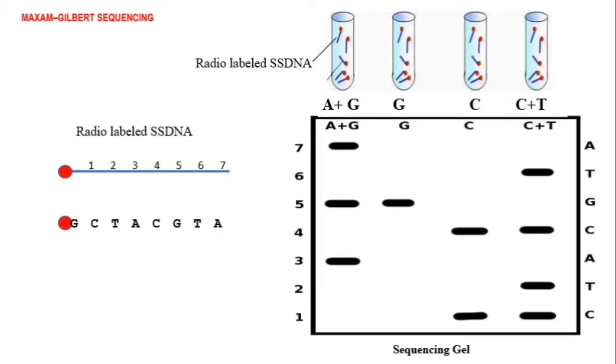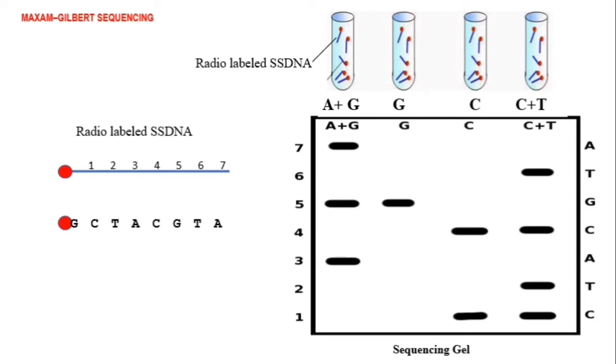This figure explains how we do the Maxam-Gilbert method of sequencing. We isolate the DNA and make it into single stranded DNA, and we label that single stranded DNA. That labeled single stranded DNA is then distributed into 4 tubes.